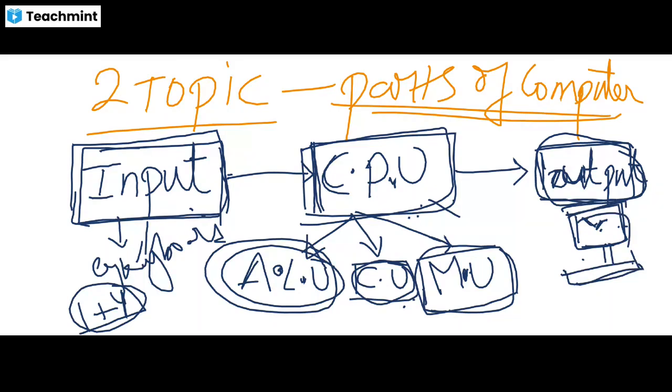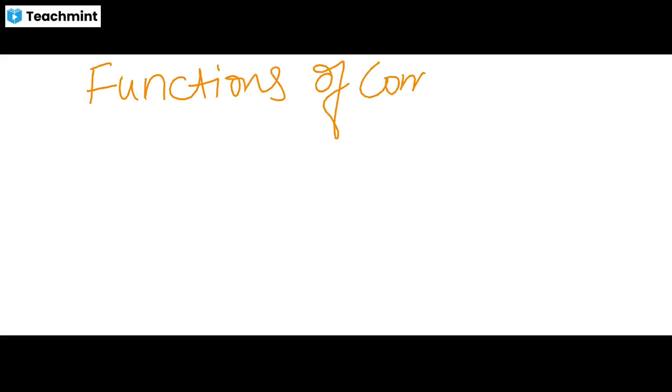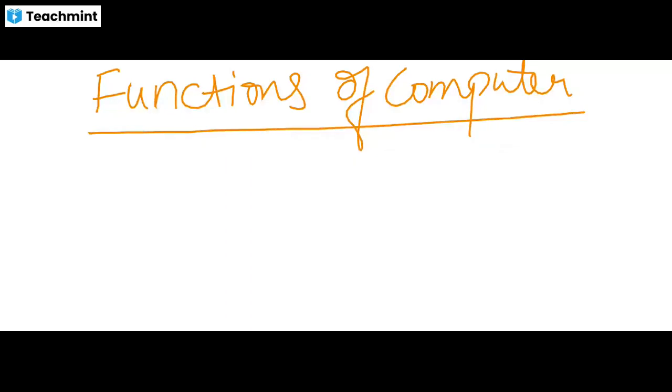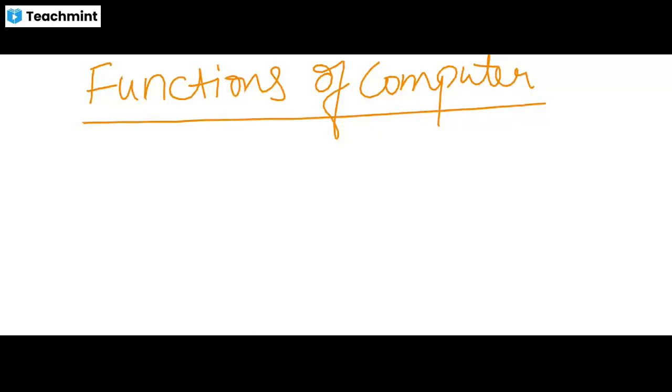Now let us see the next topic, the third topic of Unit 1, that is functions of computer. What are the functions of computer? Here it performs 4 basic functions. Computer performs 4 basic functions. Let us see what the main 4 basic functions are.